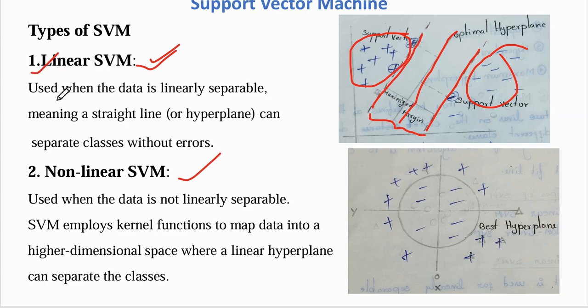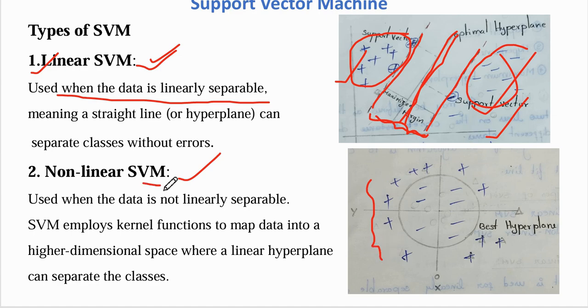So the linear SVM is used when the data is linearly separable. Let's see here, this is a positive class data, this is a negative class data. We can easily separate the data by using the hyperplane and with the help of the maximum margin. That's an example of linear SVM. Non-linear SVM: if you're unable to separate the data, that is called non-linear data.